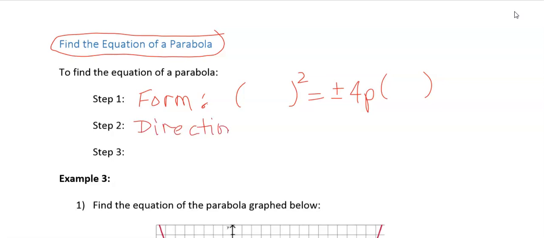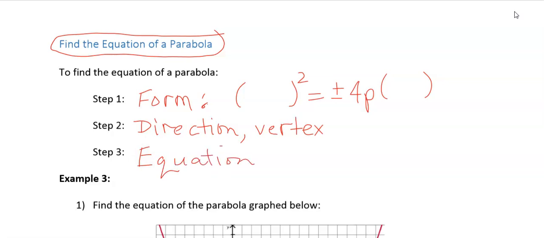Now, step number 2: look carefully at your direction. There's no real workings to this for the most part. That'll tell you where the x and the y go. Remember, if it opens up or down, the x would be squared. But if it opens left or right, then the y would be squared. And also the vertex, if you look at it carefully, or if you have to do a calculation to get it, will tell you the numbers that come after the x and the y, if any. And the third step would be to just write down your equation once you've determined all of that information.